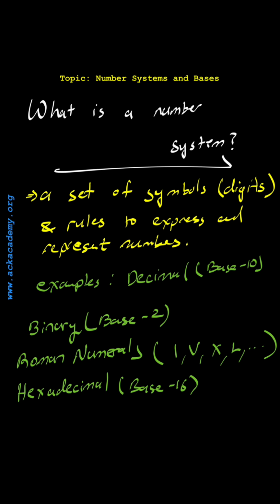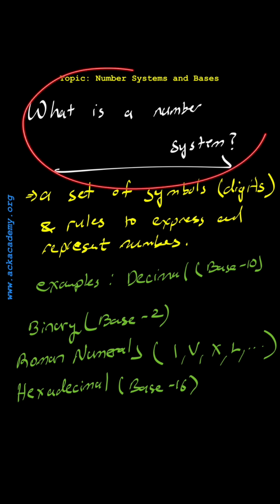A number system is a set of symbols, just like we have digits like 1, 5, 9. Those are digits. These are symbols. So most of the time we're going to be dealing with symbols that are digits, but sometimes symbols can look like this, Latin. And then we apply rules to express and represent those numbers, like if I combine 1 and 6, that's read as 16, right? So that is all part of the number system.